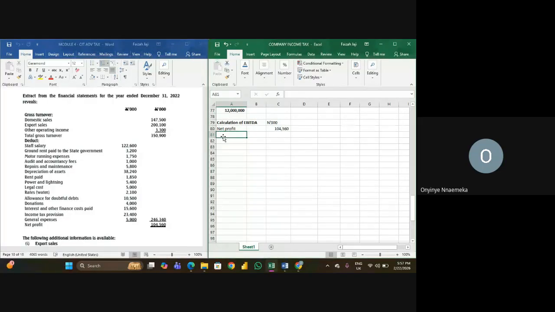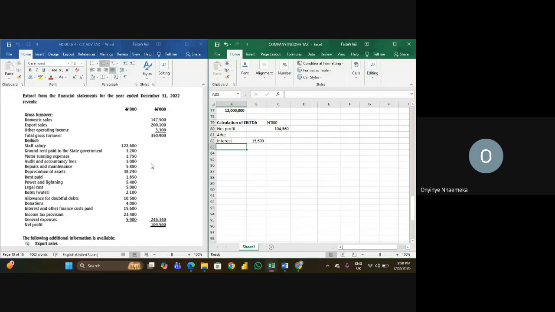Okay, so now the first thing in the EBITDA says interest. So what are we going to be adding? Let's take it one by one. Interest is also known as finance cost. Now, let's come here. Do we have interest? Yes. 15,600. Okay.